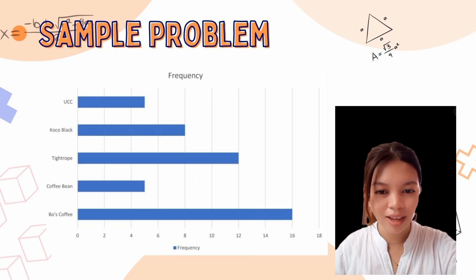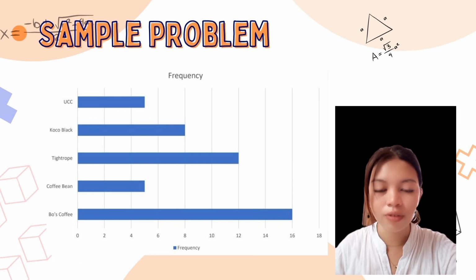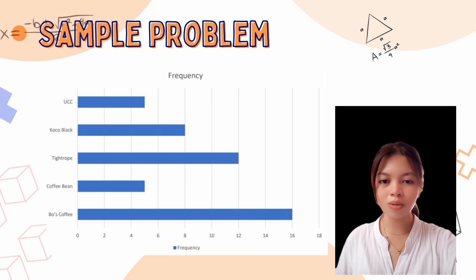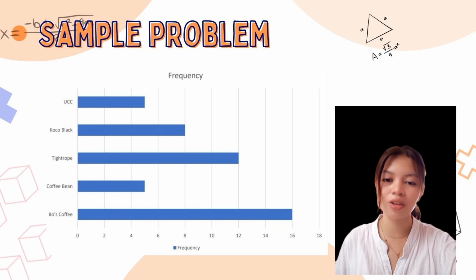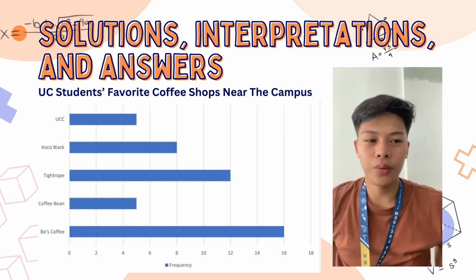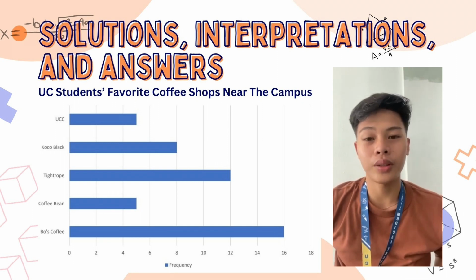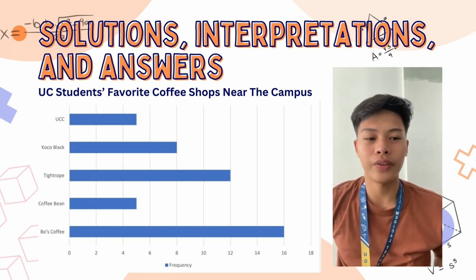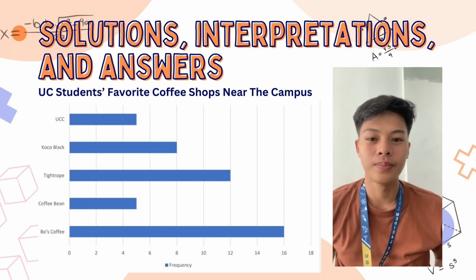And from the collected data, we can now draw a bar graph using the frequencies of the different coffee shops. So now we can easily spot the most common coffee shop and the least visited coffee shop around the university. According to visual observation, Bo's Coffee was preferred by 16 students. Coffee Bean was preferred by 5 students. Tightrope was preferred by 12 students. Coco Black was preferred by 8 students. UCC was preferred by 5 students.